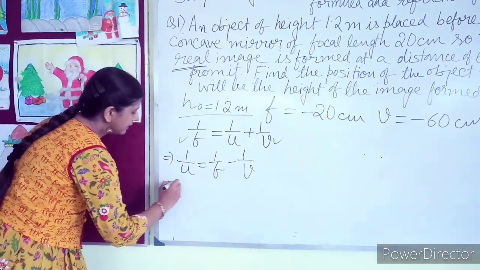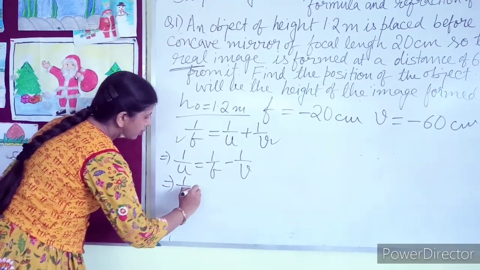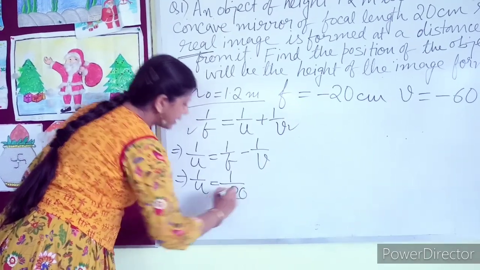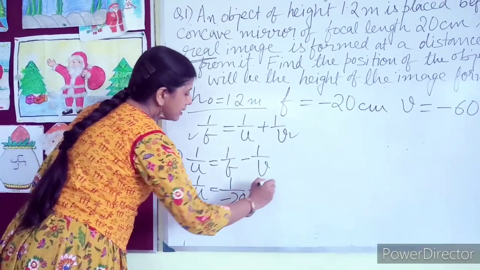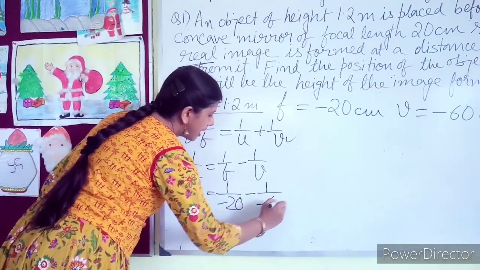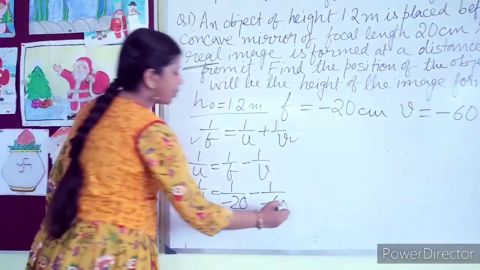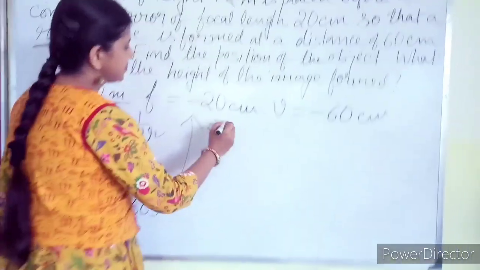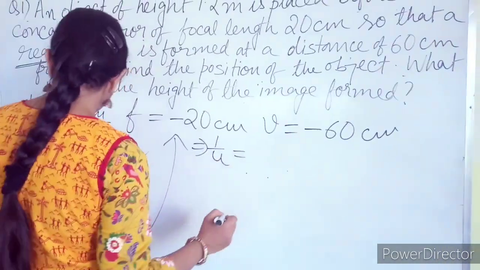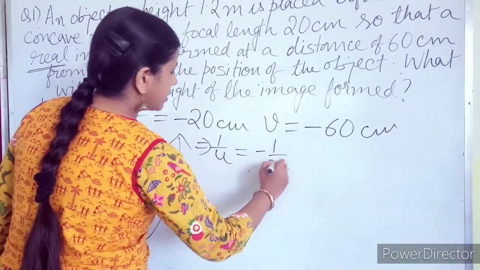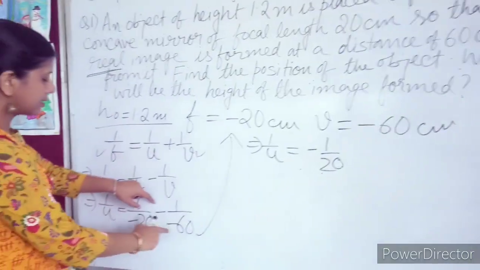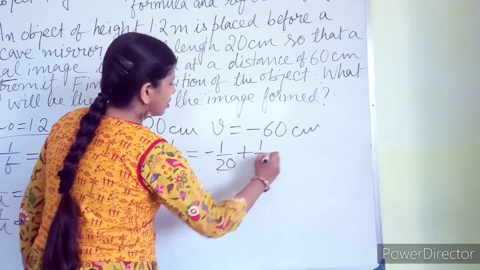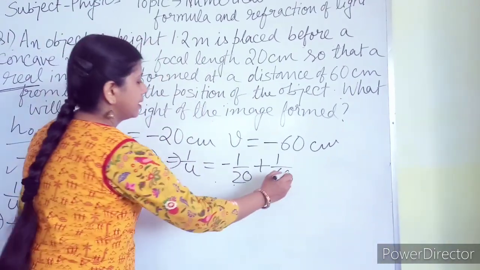So I am getting 1/U equal to, what is F? 1/(-20) - 1/(-60). So I am going here for calculation. It is coming 1/U = -1/20. This one is minus minus plus, so it is becoming plus 1/60.